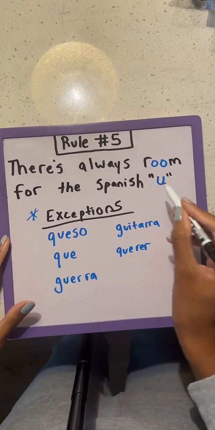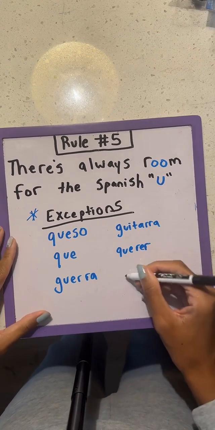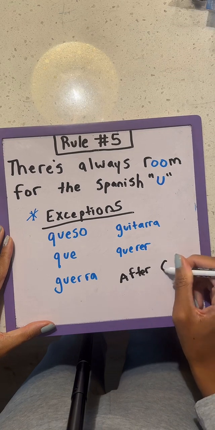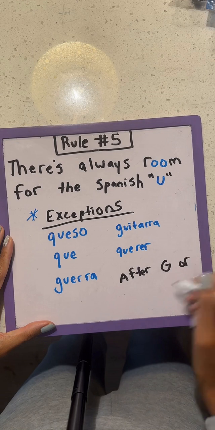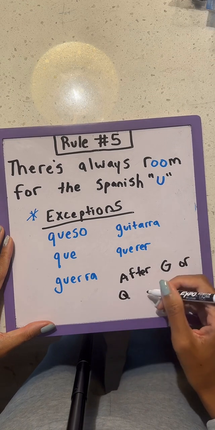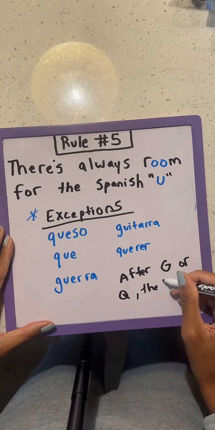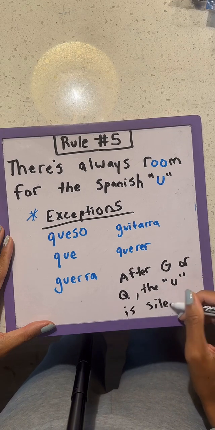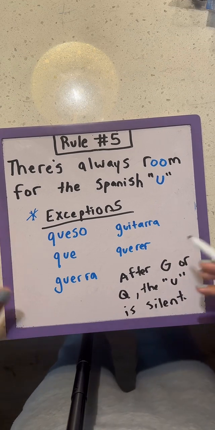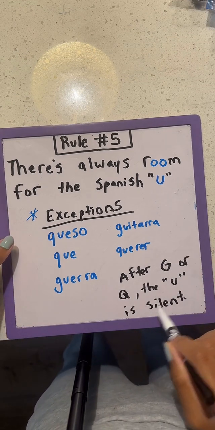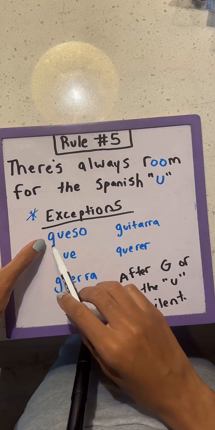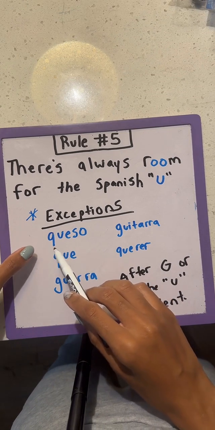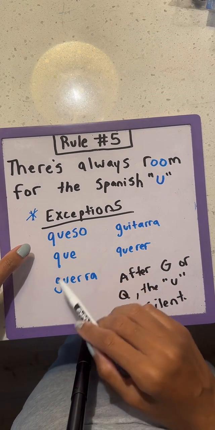The times when it wouldn't say U, like in the word room, is after a G or Q. The U is silent. All right. So as you can see, after a G or a Q, the U is silent. So look at that. There are Qs, there are Gs, and it's like the U doesn't even make any noise. It just goes straight to the e: queso, que, guera.